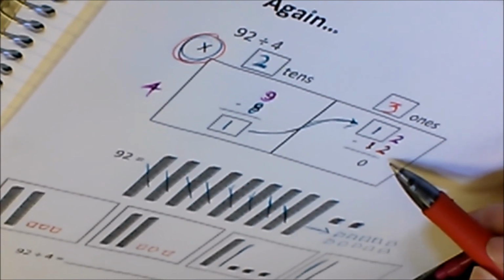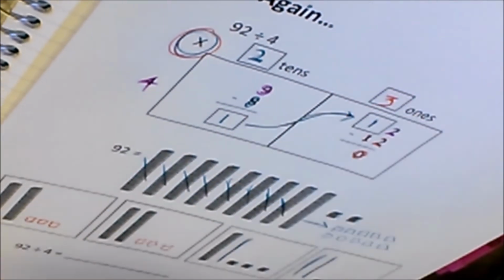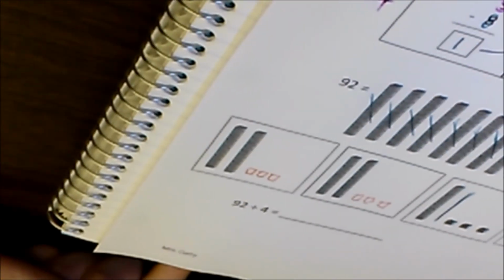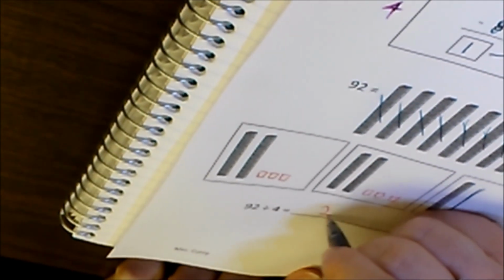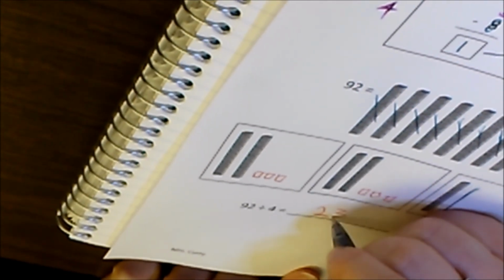Now 12 minus 12 is 0. So we have no cookies left over. How many are in a box? 23. So you're going to put 23 right down there.